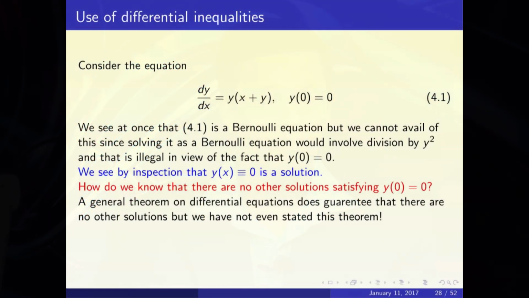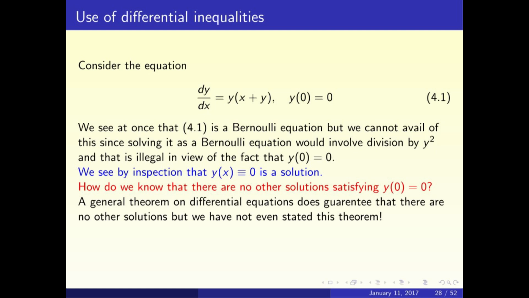But have we completely solved 4.1? How do we know that there are no other solutions of 4.1 satisfying y of 0 equal to 0? Maybe there are others besides the 0 solution which will satisfy 4.1. How do we rule out that possibility? We need a general theorem, a general uniqueness theorem that guarantees that the 0 solution is the only solution of 4.1 and that there are no other solutions. So you see the need for a general uniqueness theorem already in this very simple situation.